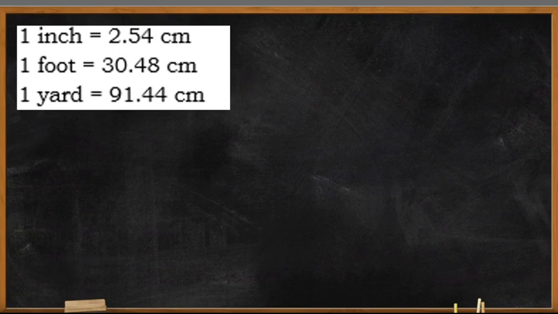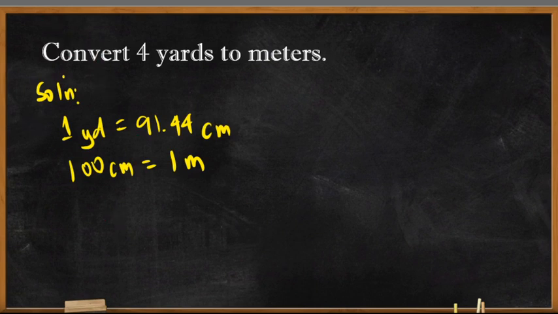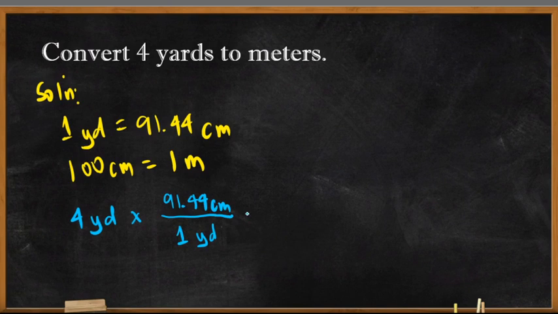So we'll just show that one in this example. Let's have here the given, 4 yards, that we will multiply by a conversion factor in which the yard is below. So we have 1 yard, then 91.44 centimeter. Then we will multiply that again. Because we have already canceled the yard, what we are now left with is centimeter. We need to convert our centimeter into meter so that we could achieve what the problem requires.